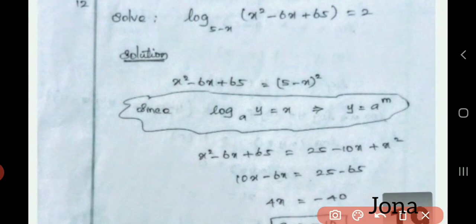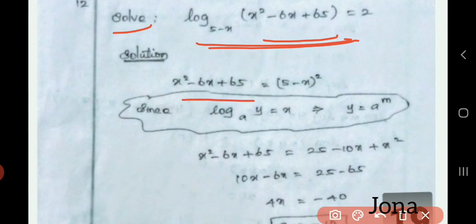Log of x square minus 6x plus 65 base 5 minus x equal to 2. Here also solve, we want to find the value of x. Let me take this into the exponential form. Change into exponential form, so that x square minus 6x plus 65 equal to 5 minus x the whole square. This is the exponential form we took there.